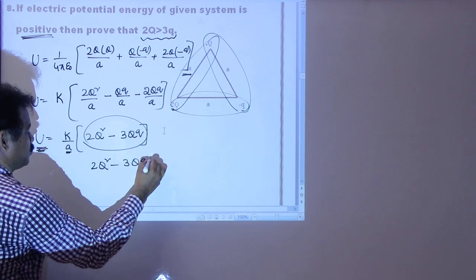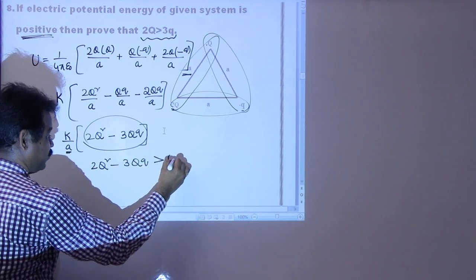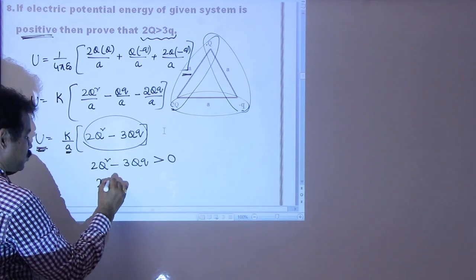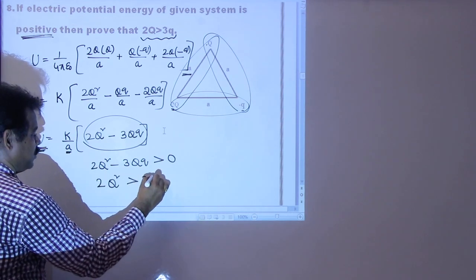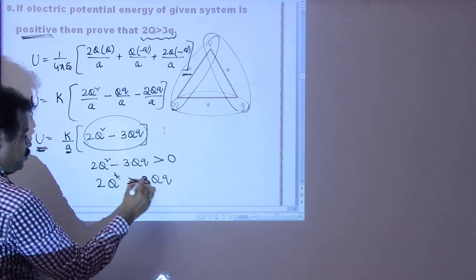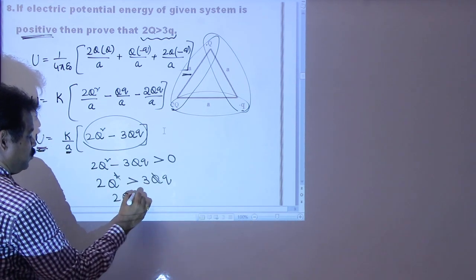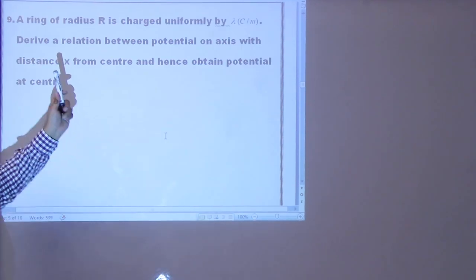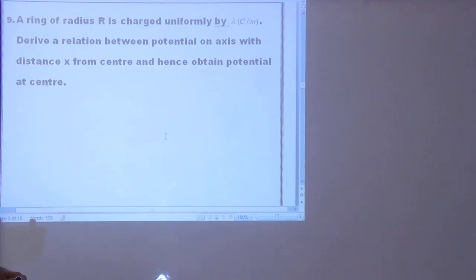So 2q square minus 3Qq should be greater than 0. So then only this will be a positive value. So now let me write, 2q square should be greater than 3 capital Q small q. Small q gets cancelled. So we can write 2Q greater than 3 small q. This is the ninth problem.